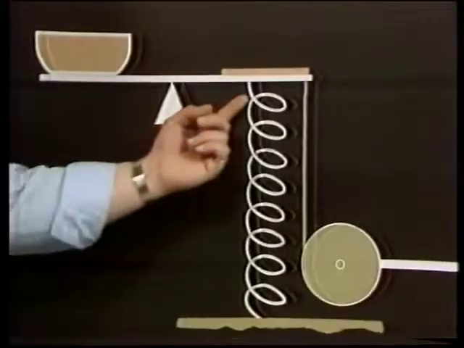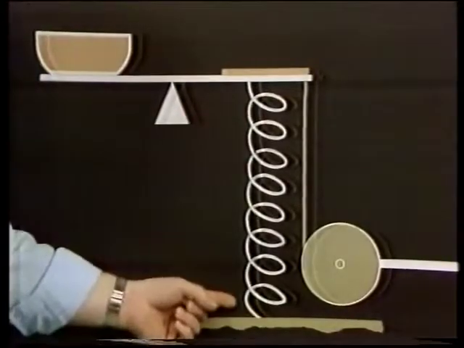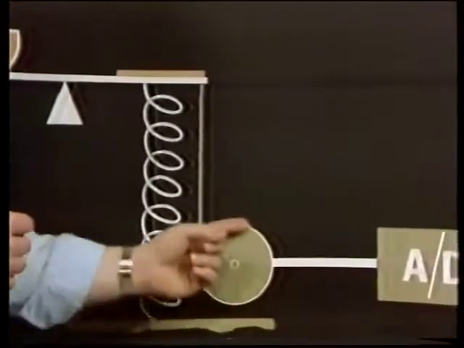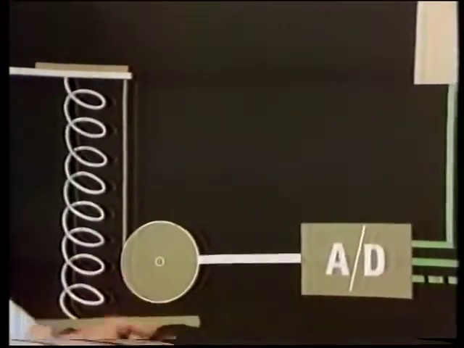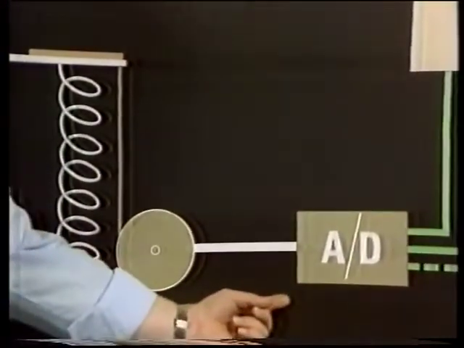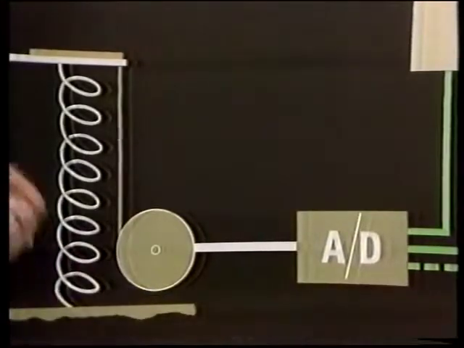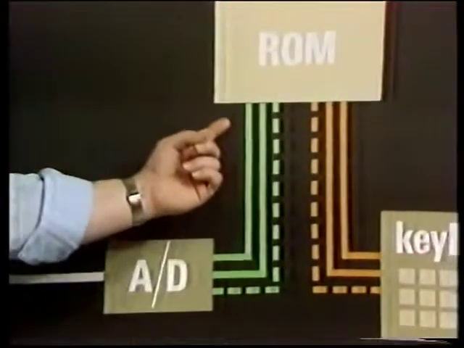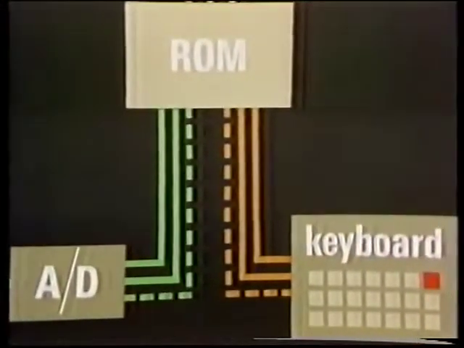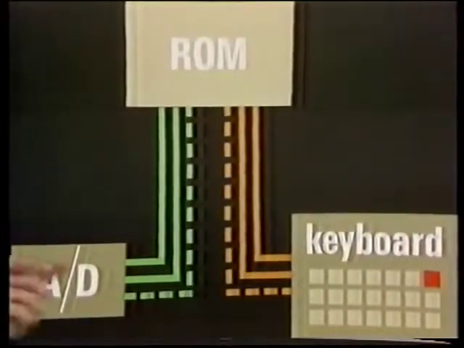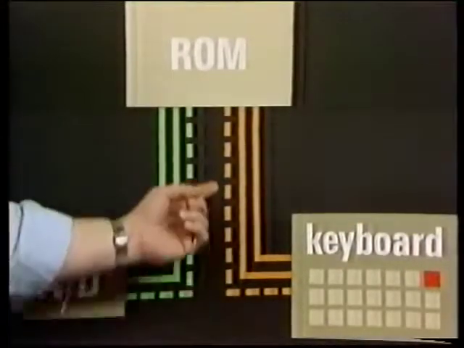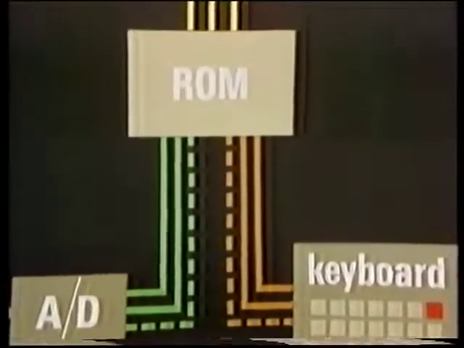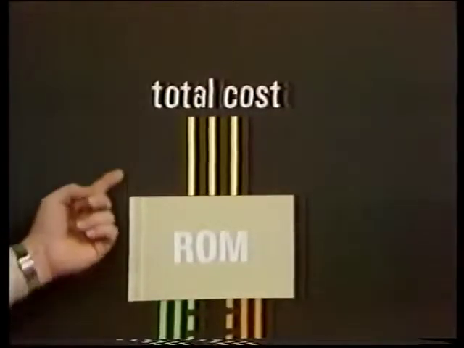We have the scales here, spring-loaded in our case, like our first example. And they're connected to turn the potentiometer. And that gives us an input voltage to our A to D converter. So the weight has been binary coded, and that acts as an input to the ROM. The cost input to the ROM is derived from the keyboard. And the total cost appears as the output from the ROM.